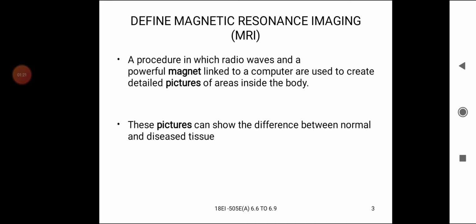Once again, I can explain the definition of MRI. A procedure in which radio waves and powerful magnets linked to a computer are used to create detailed pictures of areas inside the body. These pictures can show the difference between normal and diseased tissue.